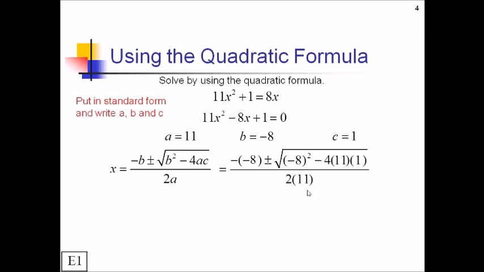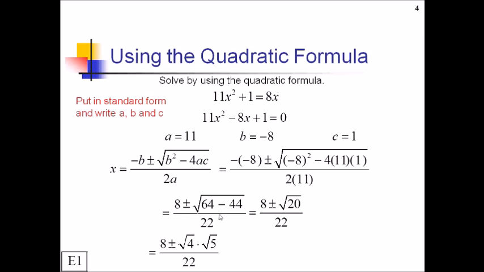All right, let's walk through this and simplify it now. We could just plug it in the calculator, but they're probably going to want it in simplest radical form, so we do have to crunch the numbers and simplify it if we can. So we've got negative 8, which is positive 8. Negative 8 squared is 64. Then we have negative 44 if we multiply all that out, all over 22. So that's 8 plus or minus the square root of 20. 20 we can split up into 4 and 5. Square root of 4 is 2. So we've got 8 plus or minus 2 radical 5 over 22.